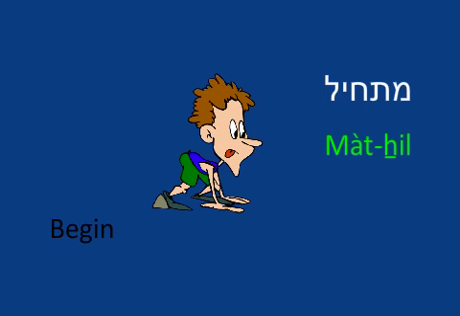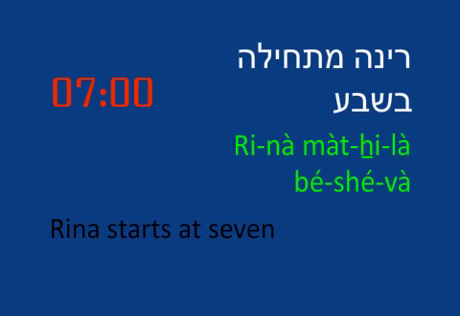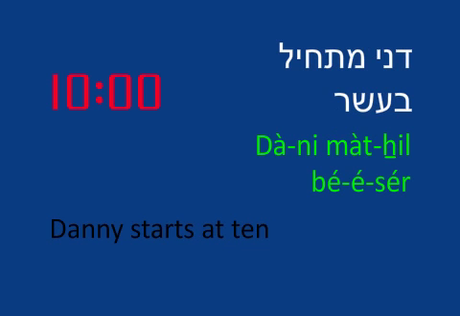Bravo! The verb to begin or to start in the present is מתחיל. And its feminine form is מתחילה. Nice. So Rina starts at 7. Rina מתחילה בשבע. And Danny starts at 10. Danny מתחיל בעשר.